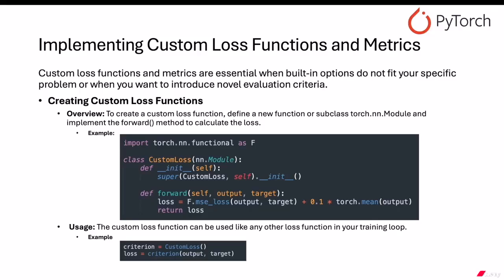The custom loss function can be used like any other loss function in your training loop. Here is an example. We create a criterion equal to CustomLoss, and then loss equal to criterion, output, and target.